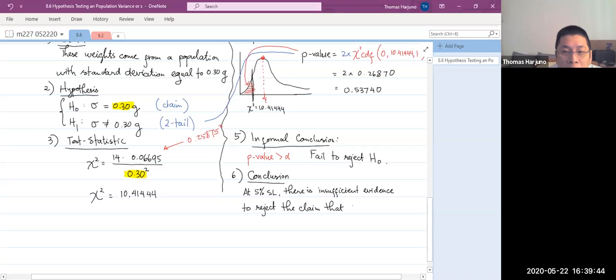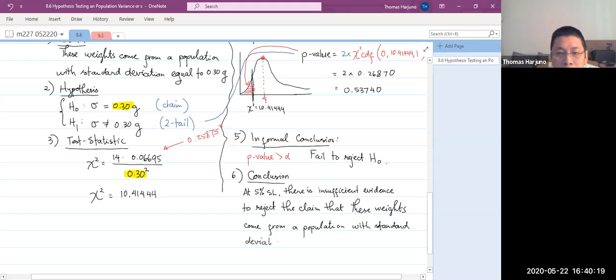So, to reject the claim that these weights come from a population with standard deviation equal to 0.30.